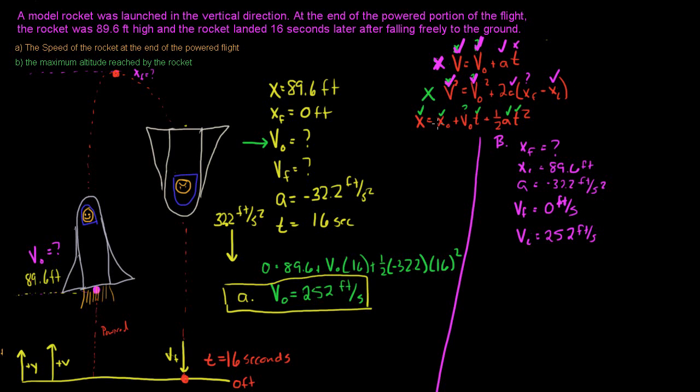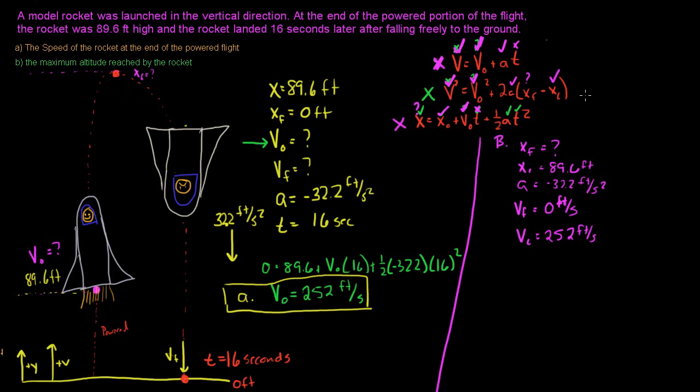So we look at this next equation. Do we have an x final? Well, we're searching for that. We have an x initial. We know our initial velocity, but we don't know the time it takes to go to this top point, so we cannot use this equation.